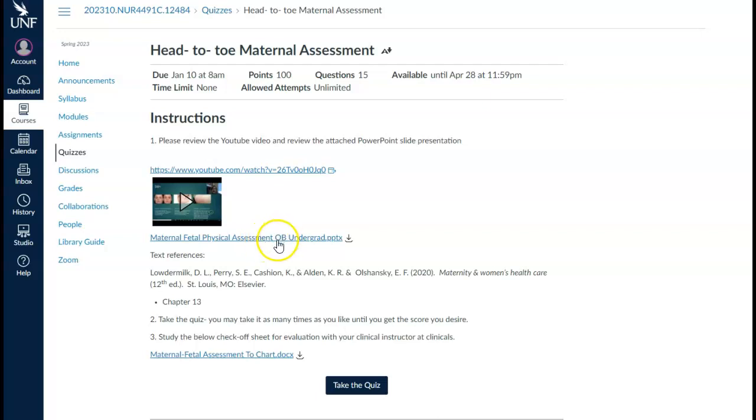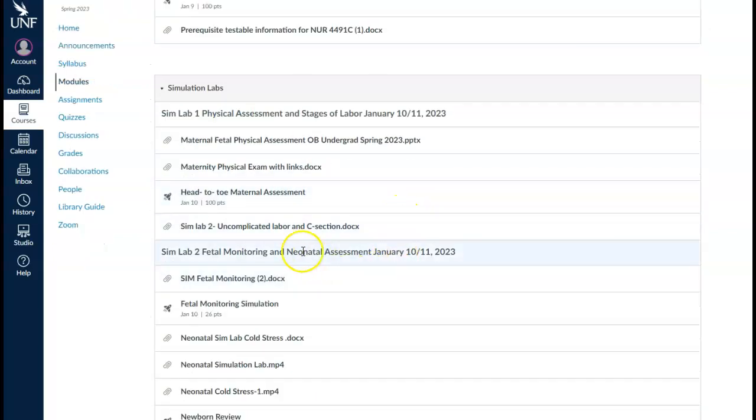Here is the PowerPoint itself. And then you take the quiz. It's got 15 questions. I have unlimited attempts, so you can do it as much as you want, but it's due by January 10th at 8 a.m. And it is worth 100 points, not just to pass your sim lab, but as a quiz in the class. So it's easy. It's open note. You just need to make sure that you do it before the sim lab.